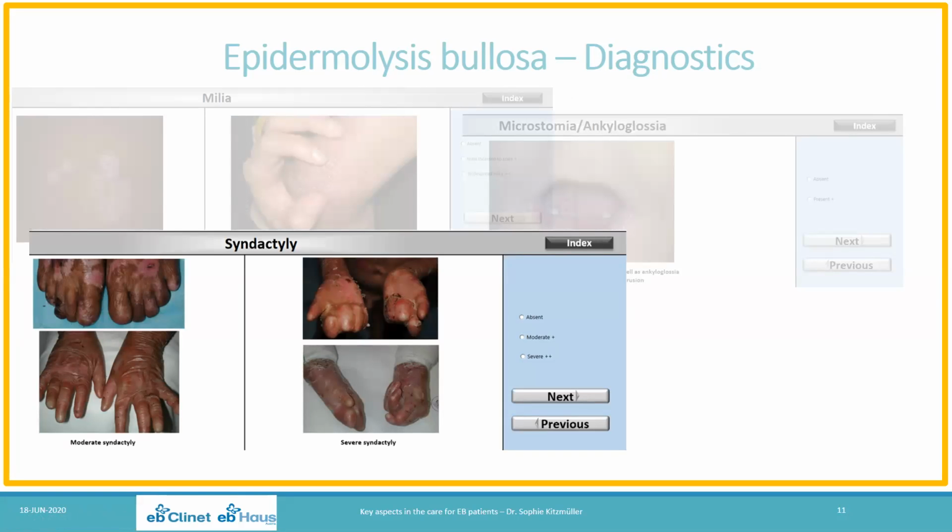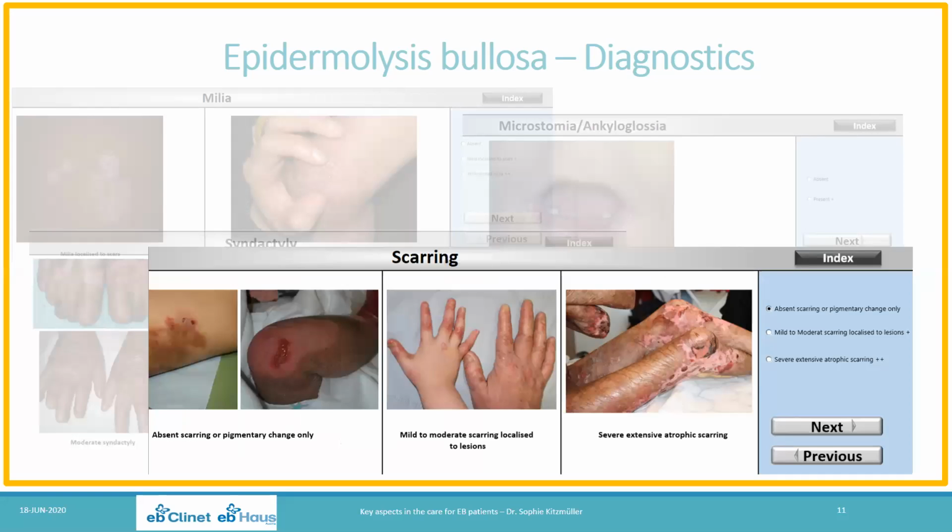It also asks whether there are already signs of syndactyly in those patients. This is something that is mainly associated with very severe forms and not with milder forms. It also asks about scarring in the patient. How extensive is this scarring?